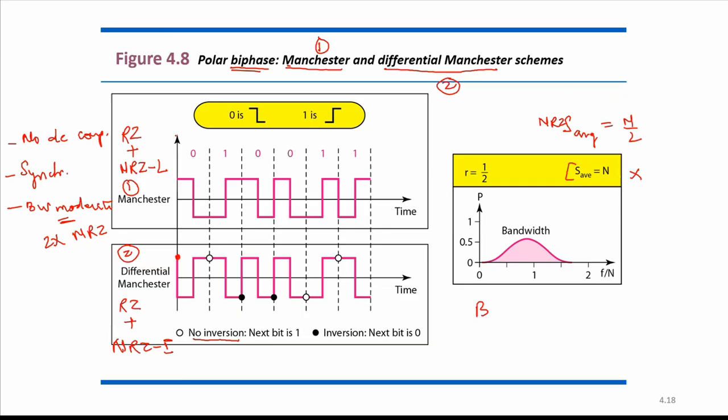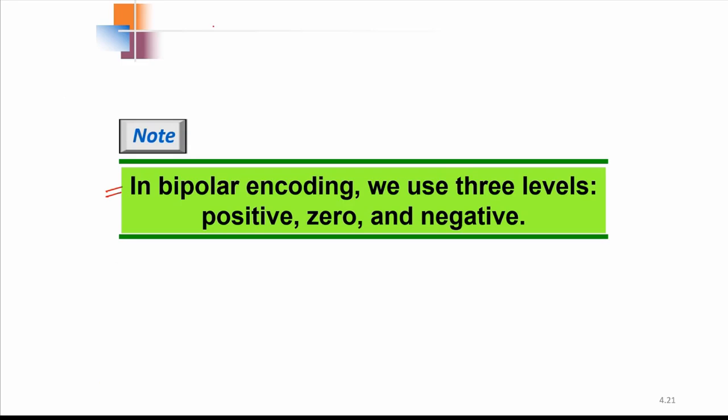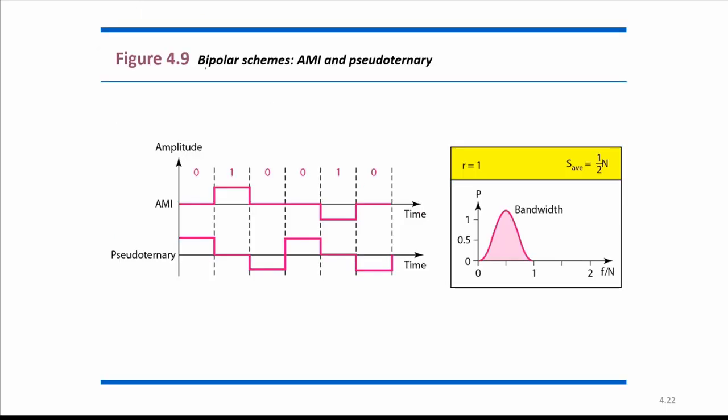So into one signal element, the number of bits we are sending should be increased, so we can have a high data rate. After the polar, there comes the bipolar. In bipolar, we will be using the positive, 0 and negative levels. The 3 voltage levels are basically used in the bipolar. So in the bipolar, we have 2 different techniques, called AMI and pseudo ternary.